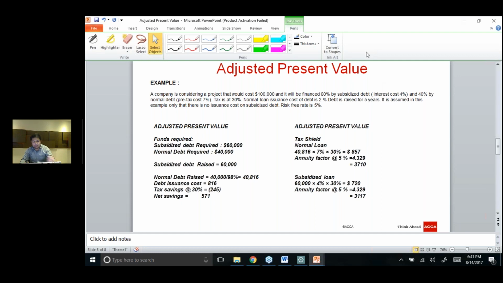Let's start from the example again. Then we will again come back for the question answer session.